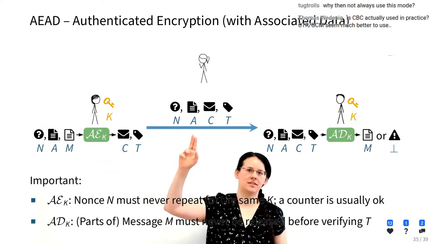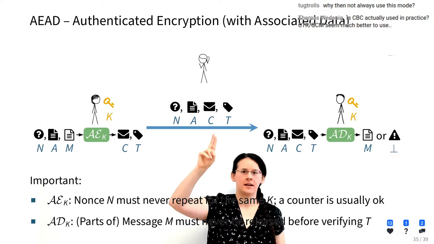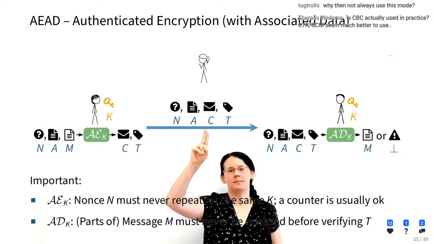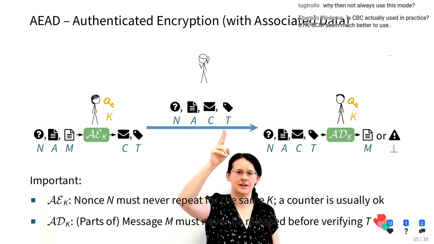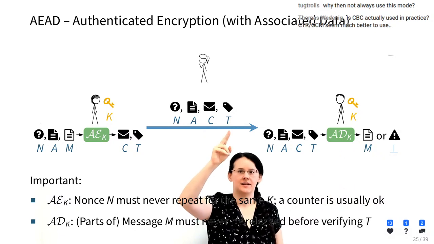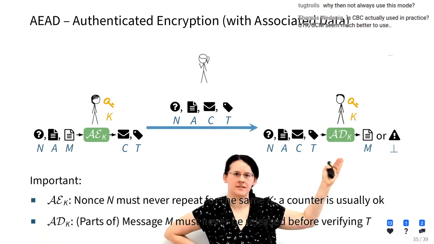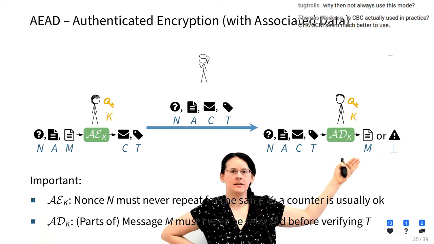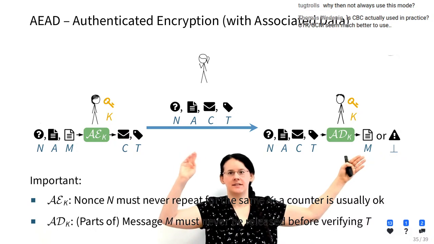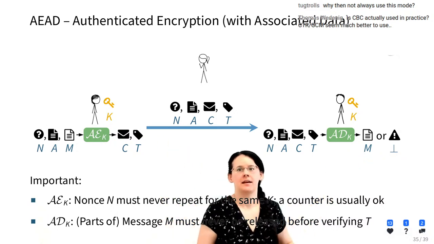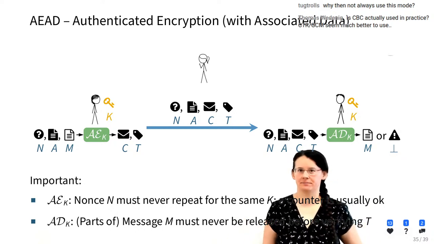What you send along here is all the things I've also marked in black here. Namely, you send the nonce, you send the associated data in plain text because you don't want to protect its confidentiality. You send the ciphertext, which can be translated back to the message. And you send the authentication tag to protect all of this. So lots of things to pass on. Bob puts all of this into his decryption scheme and either receives the message if everything went well, or receives an error in case the tag didn't fit with the other data. Again, the nonce must absolutely never be repeated, and again, a counter is usually okay.